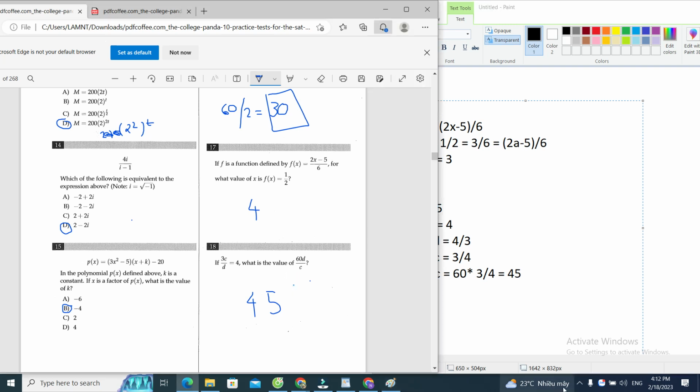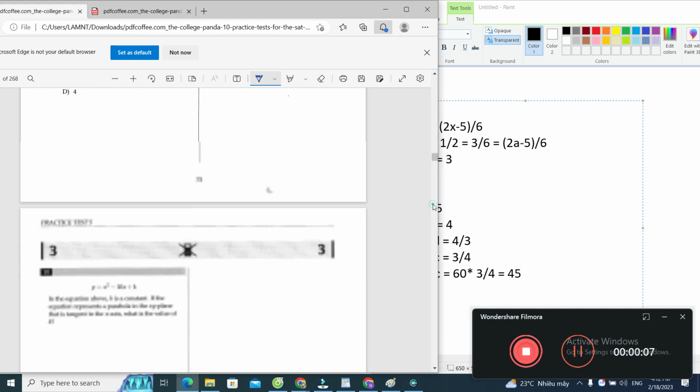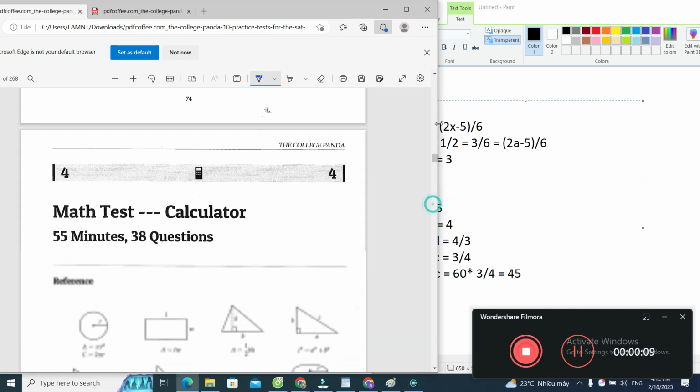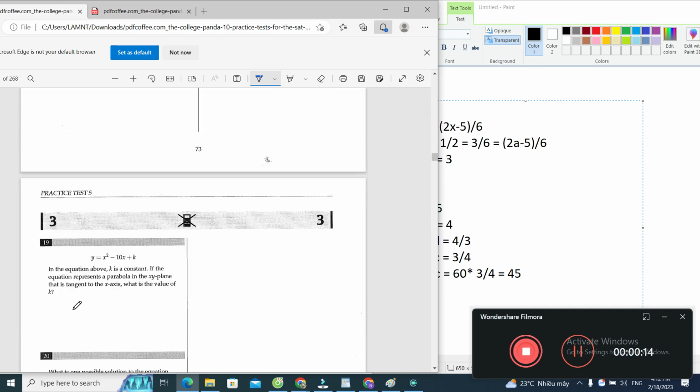Alright, so in this test we're going to try to finish the last two questions, question 19 and 20. Question 19 gives us a quadratic equation of a parabola: y equals x squared minus 10x plus k. If k is a constant, the equation expresses a parabola in the xy-plane that is tangent to the x-axis. What is the value of k?